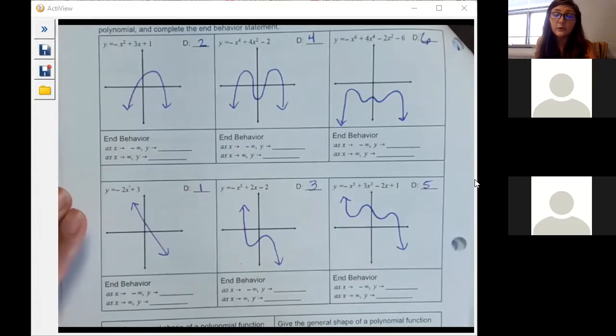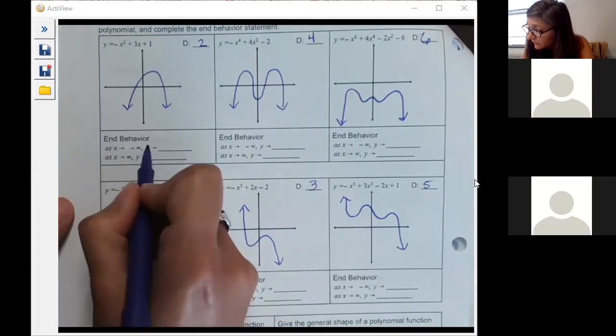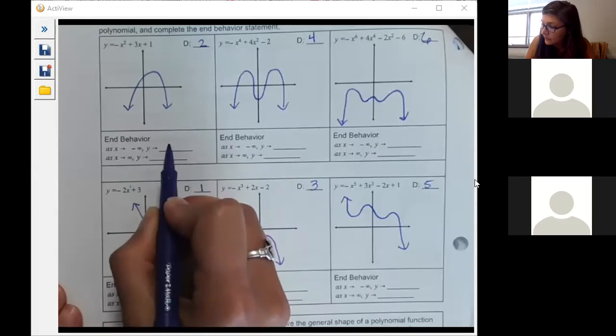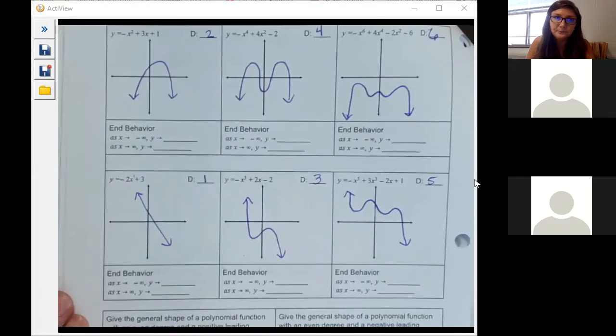Okay. So if we're looking at the end behavior, remember this first chunk of it is exactly the same. This is just copy pasted in every single box on this page and on the last one. The thing that will change based on our graph is what we fill in here for the y portion.